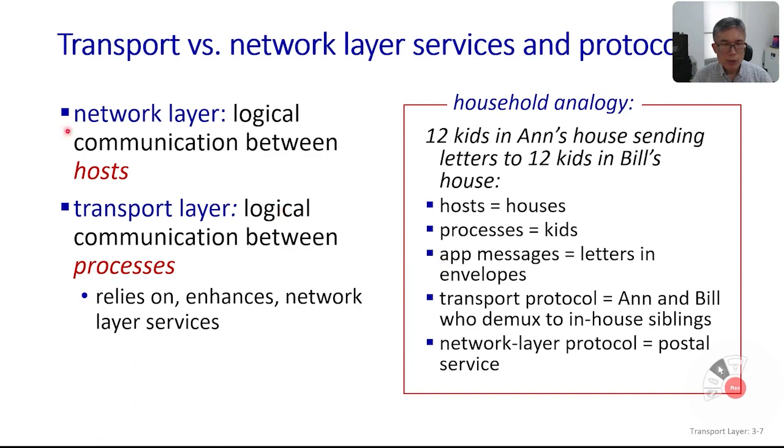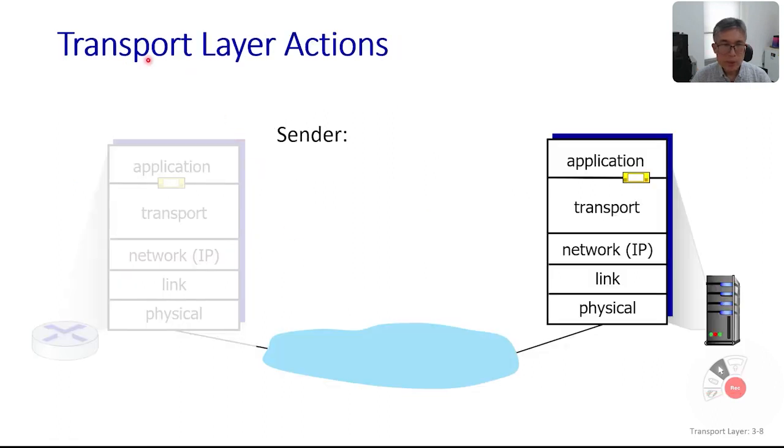The network layer is logical communication between two hosts, and the transport layer is logical communication between two processes. Processes means running programs. So you can see the transport layer action here.